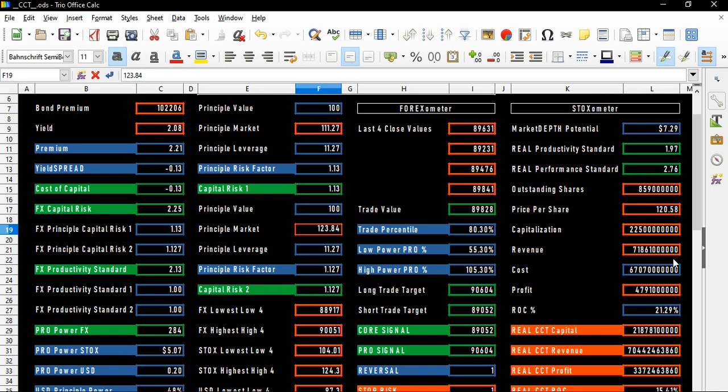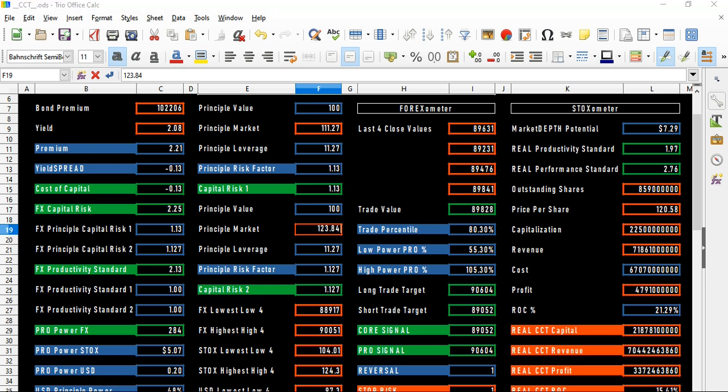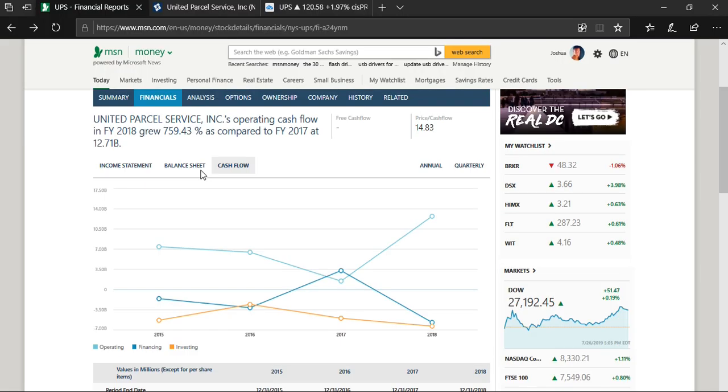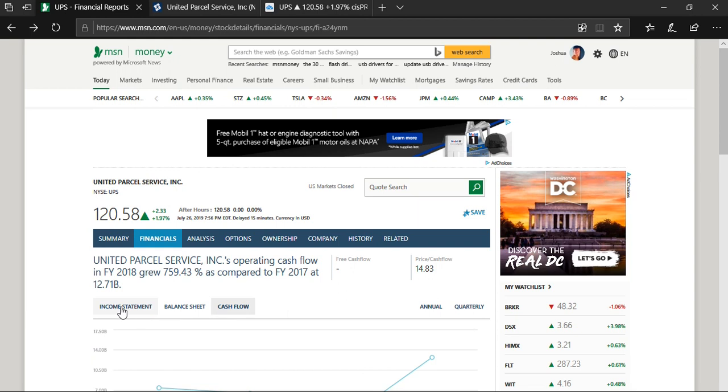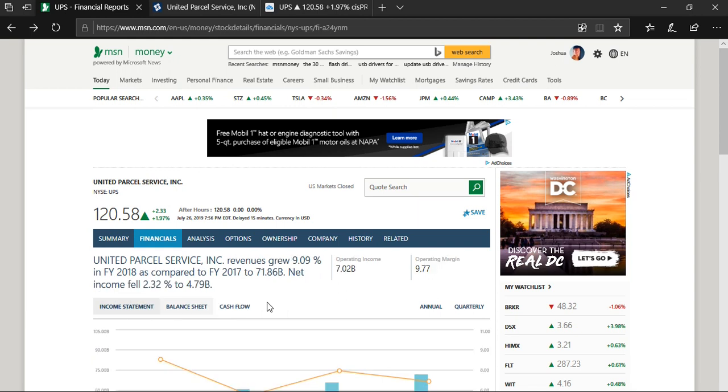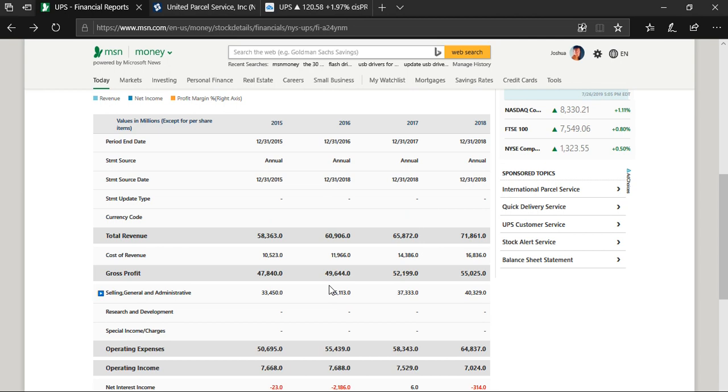Our revenue, so I need to look at our revenue. So I go back over to MSN Money. Now to get revenue, I go from cash flow over to my income statement. I go right down here, and all I'm going to do is just look at the last reported revenue. Now you're not going to believe how accurate this is, even if there is a new earnings release about to happen.